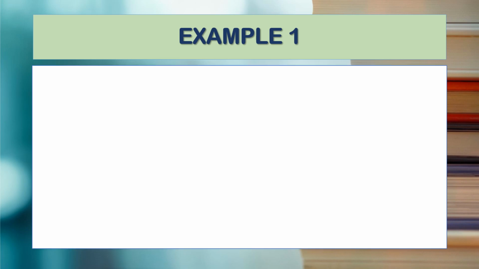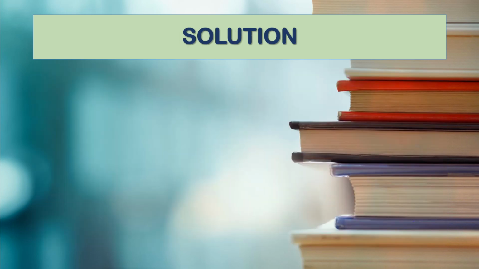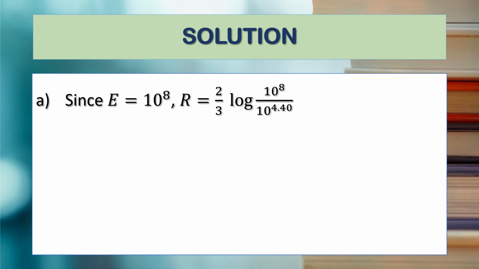We have here example 1. Given a situation, suppose that an earthquake released approximately 10 raised to 8 joules of energy. A. What is the magnitude on a Richter scale? B. How much more energy does this earthquake release than the reference earthquake? For the solution, let us first perform what is asked on letter A. Since E, which is the energy, is equal to 10 raised to 8, substituting the value of E to our Richter magnitude scale formula, R is equal to 2/3 of the log of the quotient of 10 raised to 8 and 10 raised to 4.4.